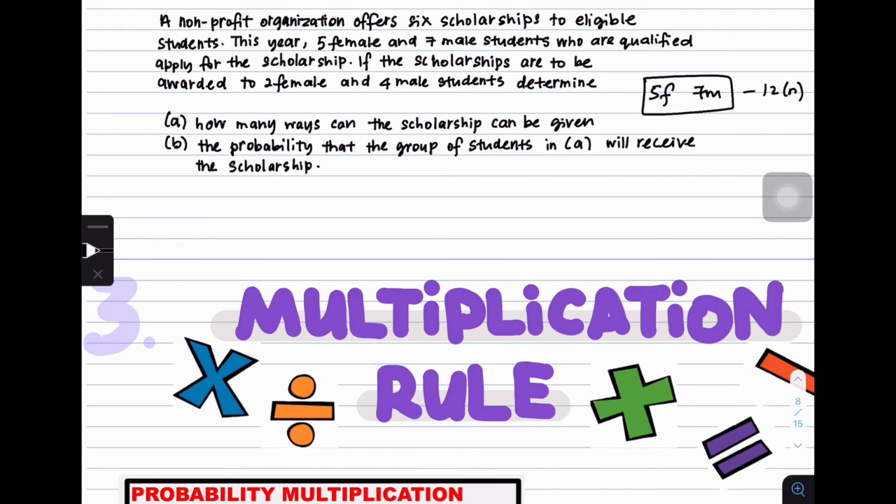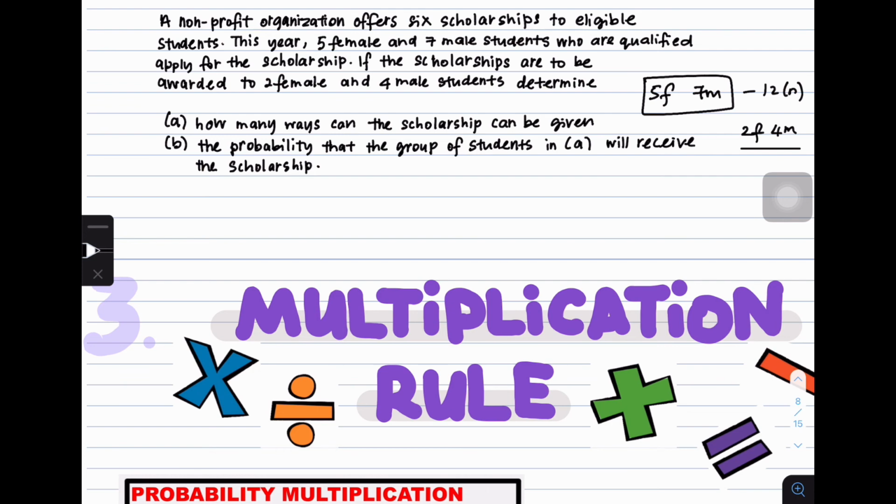If the scholarship are to be awarded to 2 female and 4 male. So scholarship ni ada 6 dan dia dah ditentukan daripada 6 ini mestilah 2 female dan 4 male. Okay, 2 female dan 4 male students. So determine how many ways can the scholarship can be given. So cari berapa banyak cara untuk scholarship ni boleh diberikan. Kalau kita nak bagi kepada 6 orang, 6 orang tu mestilah 2 female dan 4 male.